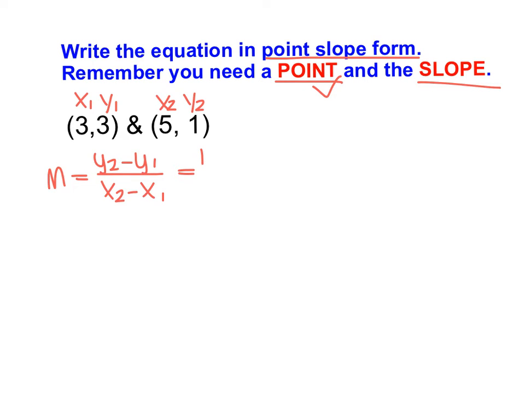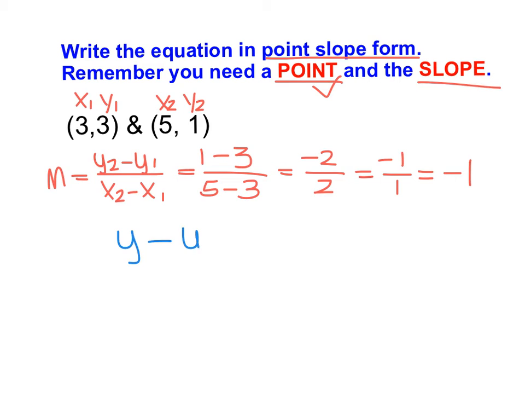So I have 1 minus 3, my y2 minus my y1, over x2, which is 5, minus x1, which is 3. So here I end up with -2 over a +2, which simplifies to -1 over 1, or a slope of -1. So here I can see that my slope is a -1. Then what I'm going to do next is write the equation of my line into point-slope form. Remember, that's y minus my y-coordinate is equal to my slope times x minus my x-coordinate.